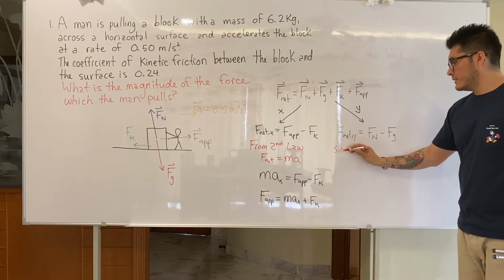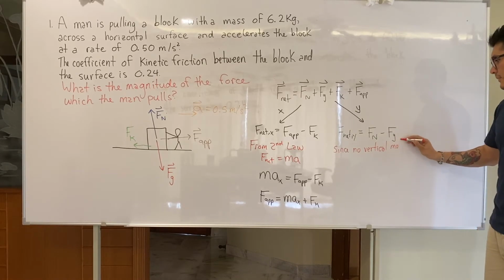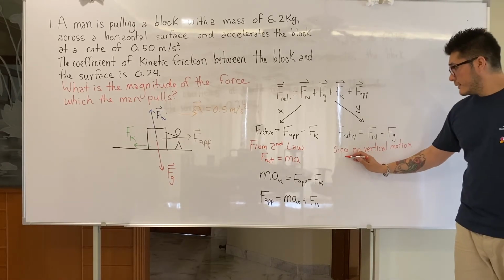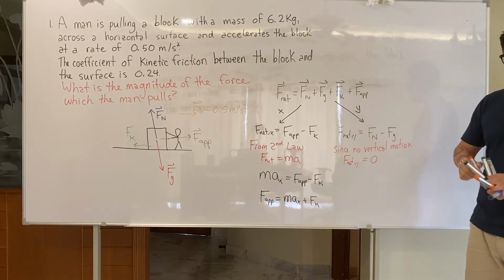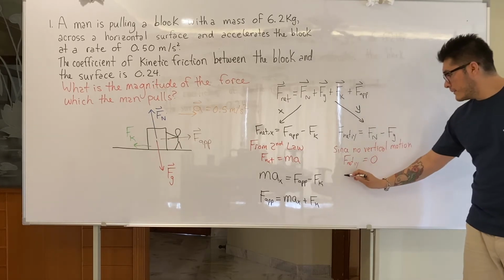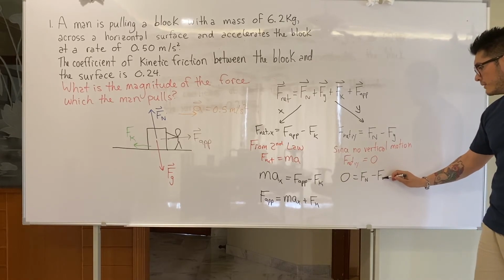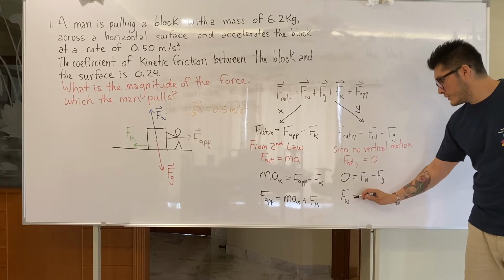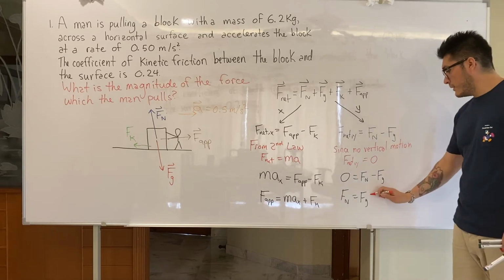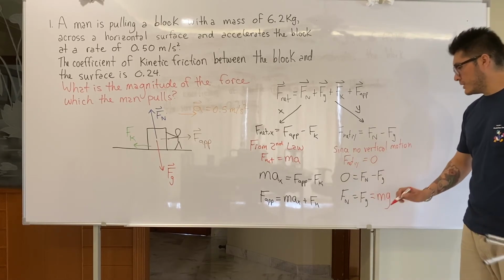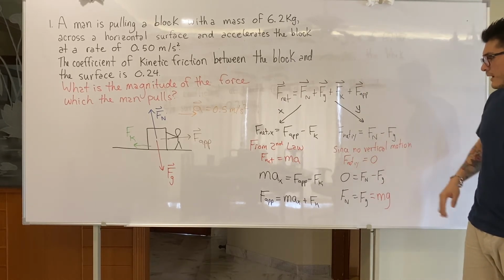So since no vertical motion, what does that mean? F net y equals 0. With that conclusion, that leaves us with 0 equals the normal force minus the force of gravity, which we can conclude that the normal force equals the force of gravity. Well, we have an equation for the force of gravity. That's just calculated by mg. And g, we should know, is 9.8 meters per second squared. Mass we have, so we could calculate the normal force.